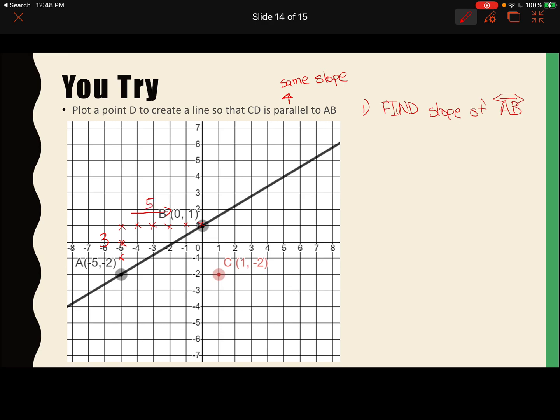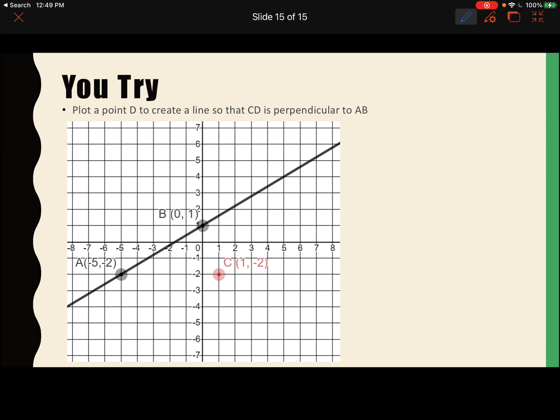So from point C, you can either go up 3 again. So we go up 1, 2, 3 and over 1, 2, 3, 4, 5. And that's going to give us another line that's parallel to line AB. Now from CD, we also could have done, we can go down 1, 2, 3 and left 1, 2, 3, 4, 5. And that gives us another point, so we can draw a longer line, but that gives us a line that's parallel.